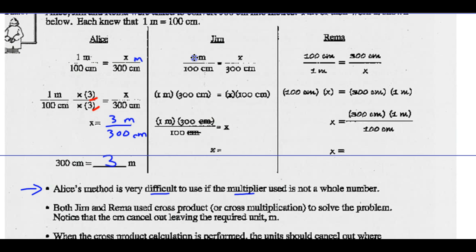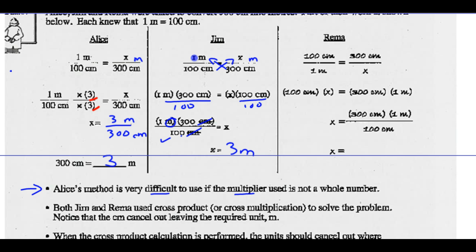Jim's method: 1 meter over 100 centimeters, x meters over 300 centimeters. He cross-multiplied. 1 times 300 equals x times 100. Then he divided both sides by 100. And that's this equation right here. Notice the centimeters cancel out. So you've got 300 divided by 100 leaves us with 3, and the only unit we have left is meters. So x is 3 meters. All right.